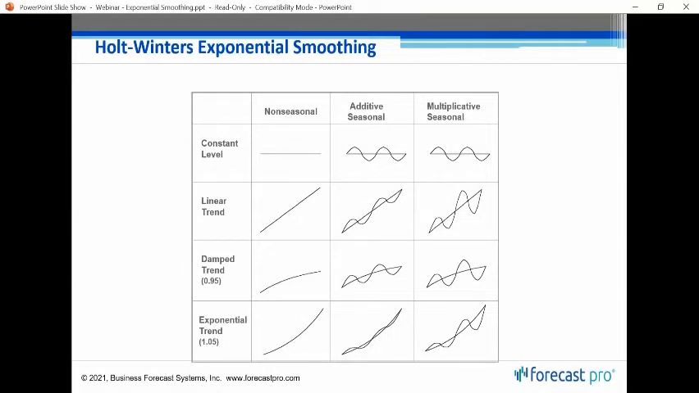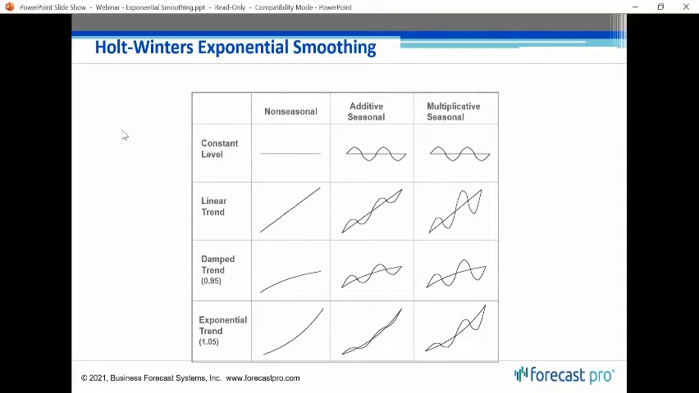I mentioned previously that exponential smoothing really isn't a model, it's a family of models. And there are many different forms of exponential smoothing. In Forecast Pro, the exponential smoothing model family that we implement is something called the Holt-Winters family of exponential smoothing models. And what's depicted on our slide here is the forecasts that are generated from different types of Holt-Winters models. And what it kind of boils down to is 4 different ways of forecasting a trend and 3 different ways of forecasting a seasonal pattern.